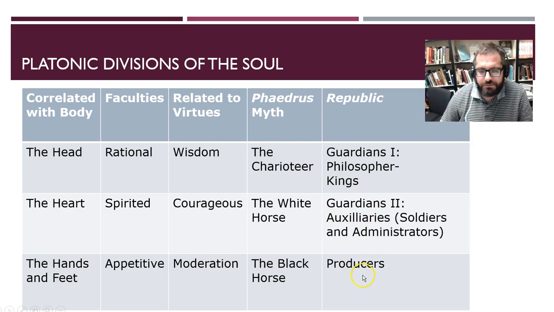Okay, well now we move down to our lowly producers. These are our potato farmers, our artisans, and basically everyone else who makes the city run. The producers don't, in a sense, really have a virtue of their own. Their virtue is moderation or temperance, which is actually shared with the city as an entirety.